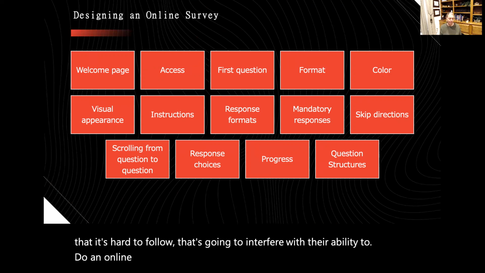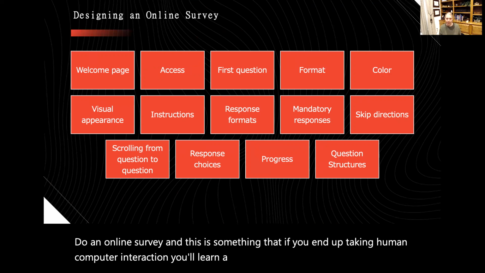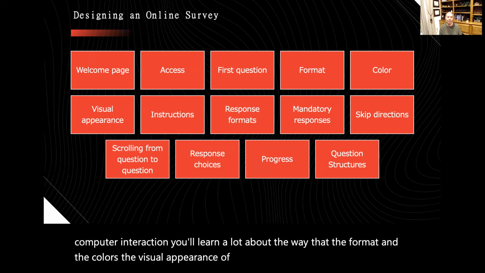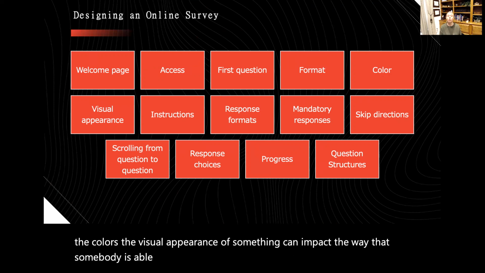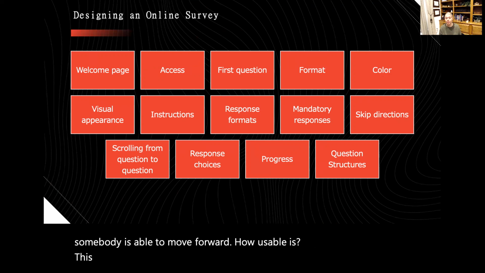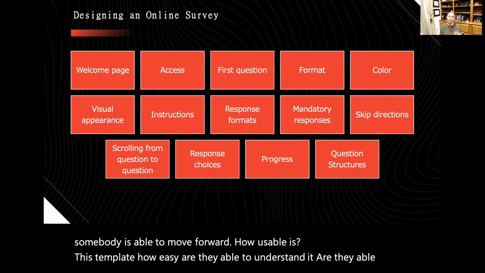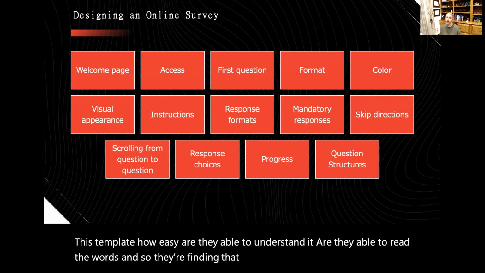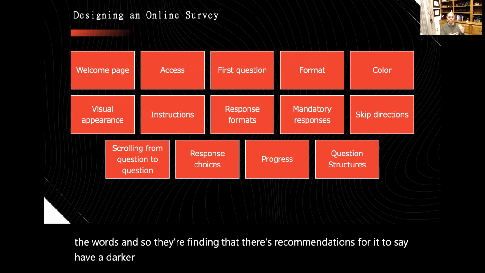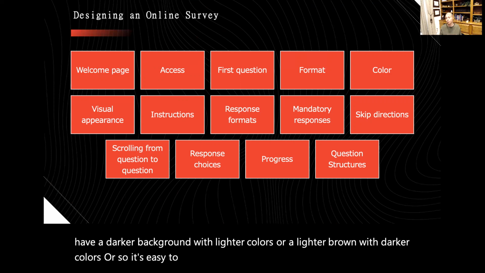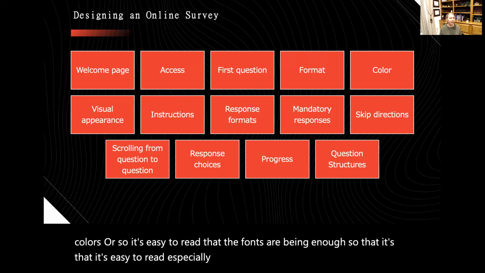And this is something that if you end up taking human computer interaction, you'll learn a lot about the way that the format, the colors, the visual appearance of something can impact the way that somebody is able to move forward. How usable is this template? How easy are they able to understand it? Are they able to read the words? You'll find there are recommendations to have a darker background with lighter colors, or a lighter background with darker colors, so it's easy to read, and that the fonts are big enough, especially for people who may not have very good vision.